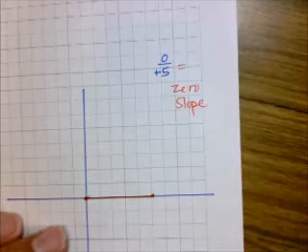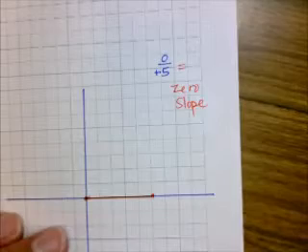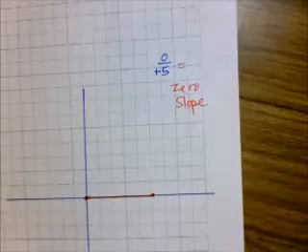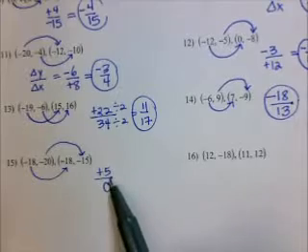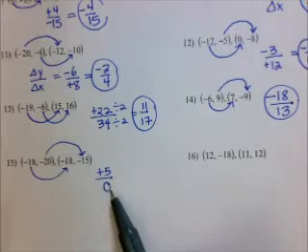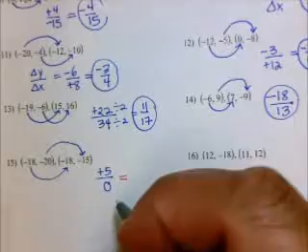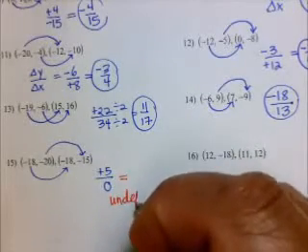Okay, so just a quick little reminder of that. So when I look back at this question right here, and I have 5 over 0, this is actually considered an undefined slope.